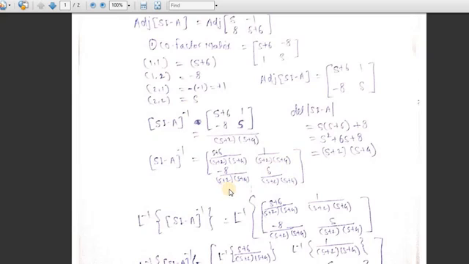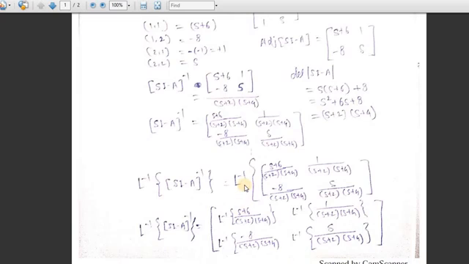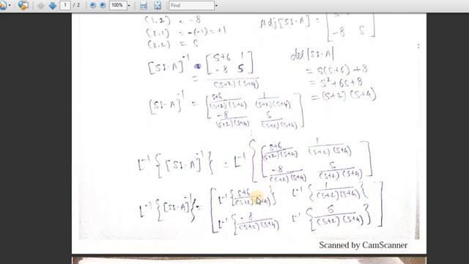Now we have to put it in the formula. Phi of t is nothing but the Laplace inverse of (sI minus A) inverse. So this is the inverse matrix. Now we have to find its Laplace inverse, which will be phi of t. Finding the Laplace inverse of the matrix is nothing but finding the Laplace inverse of the individual elements.